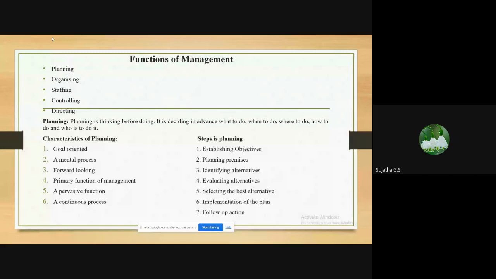Then implementation of the plan. Implementation is the stage at which the best selected alternative is put into action. The follow-up action: evaluating the effectiveness of the implemented plan is called follow-up action.